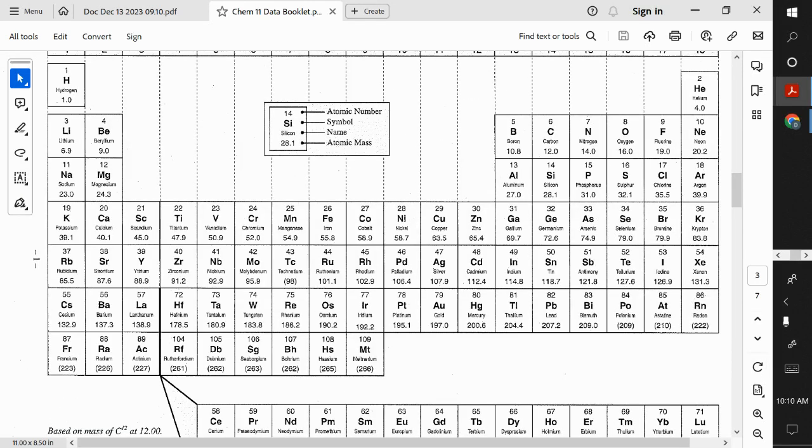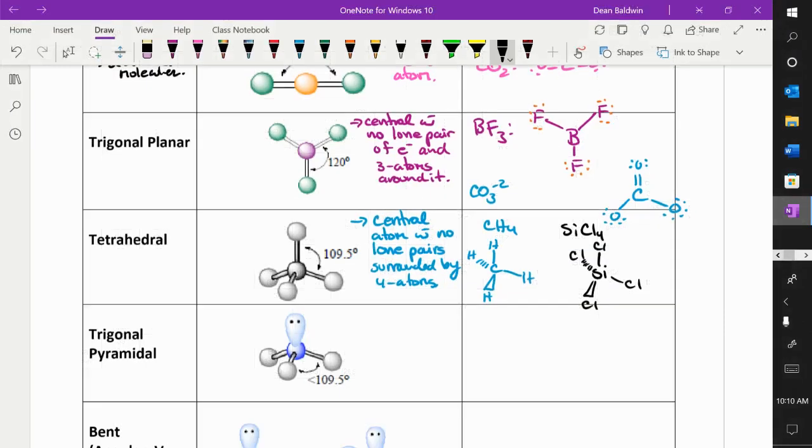Carbon and silicon, group 4. Okay, they both want to form 4 bonds. They don't have lone pairs of electrons. They're going to be tetrahedral. If you take a tetrahedral molecule and you take away this one atom, replace it with a lone pair, you get a trigonal pyramidal.